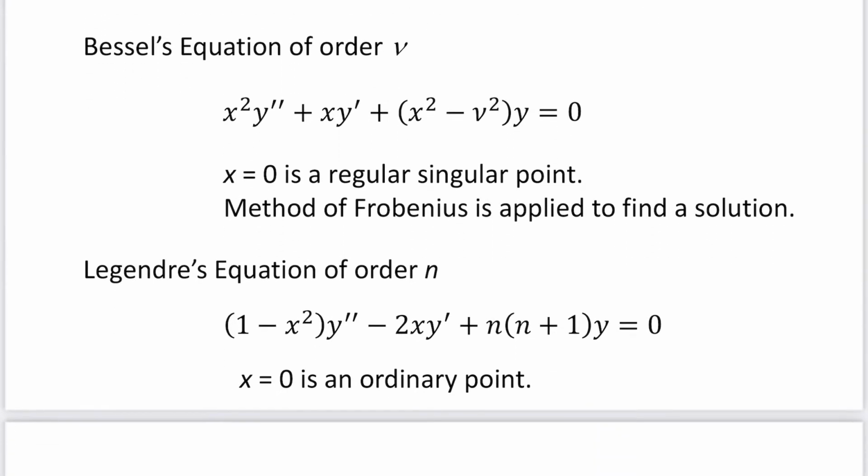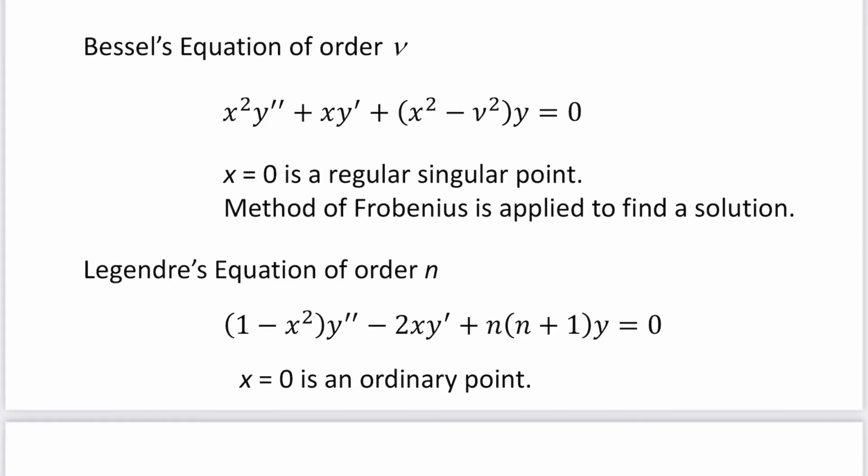Another equation is Legendre's equation of order n: (1 minus x squared) y'' minus 2xy' plus n times (n plus 1) y equals 0. We'd like to find the solutions using the power series. x equals 0 is an ordinary point.